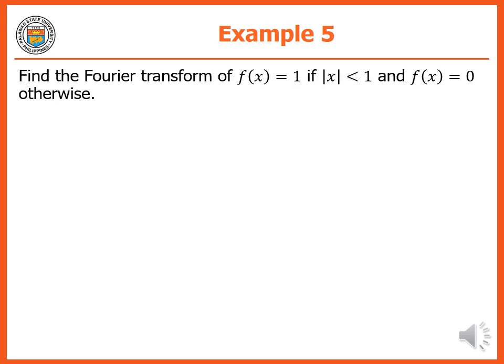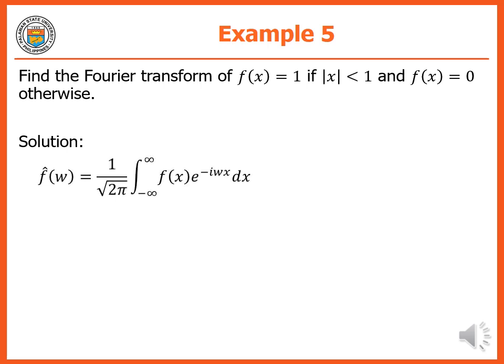Example: find the Fourier transform of f of x equal to 1 if the absolute value of x is less than 1, and f of x equal to 0 otherwise. For your solution, we have f hat of w equal to 1 over square root of 2 pi times the integral of f of x e raised to negative i w x dx with limits from negative infinity to infinity. And then we have 1 over square root of 2 pi times the integral of e raised to negative i w x dx.